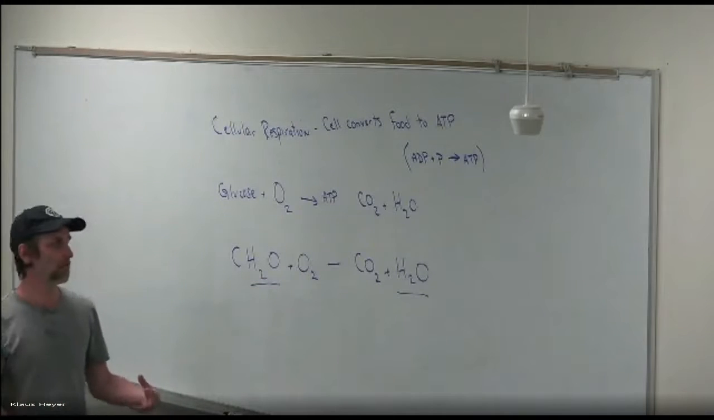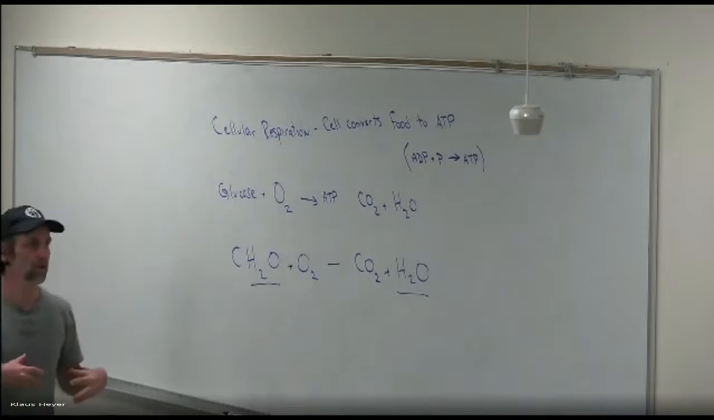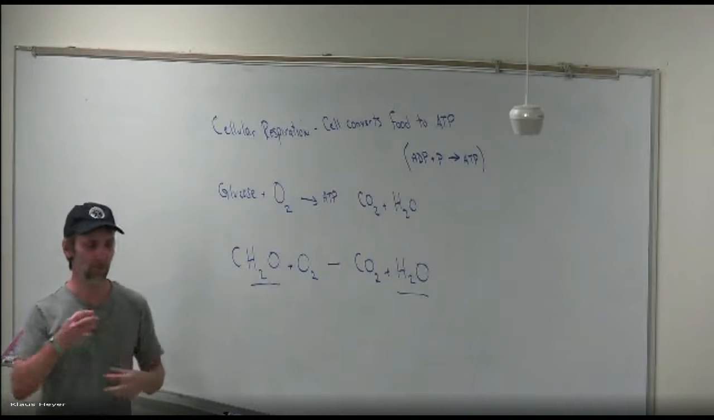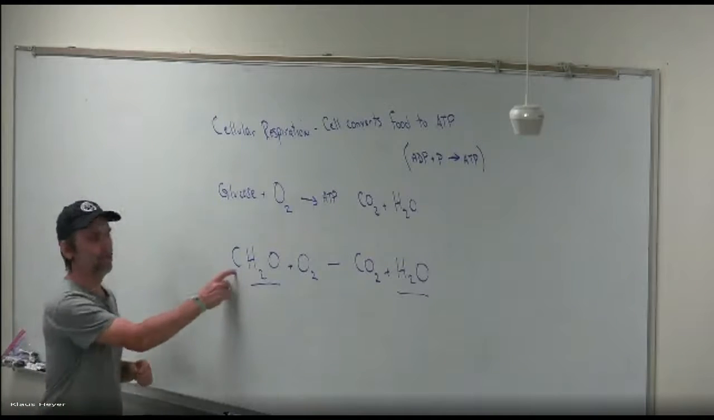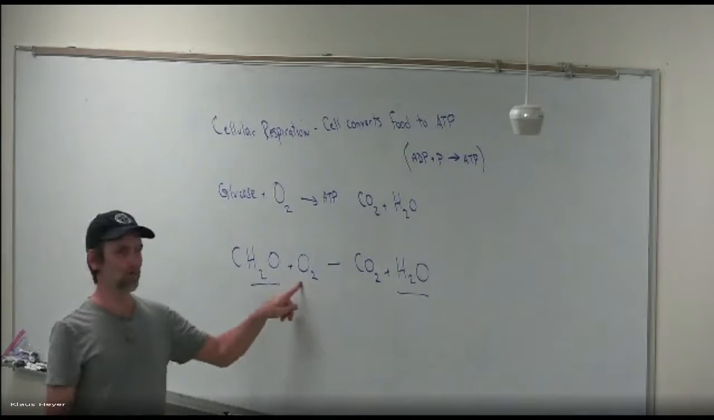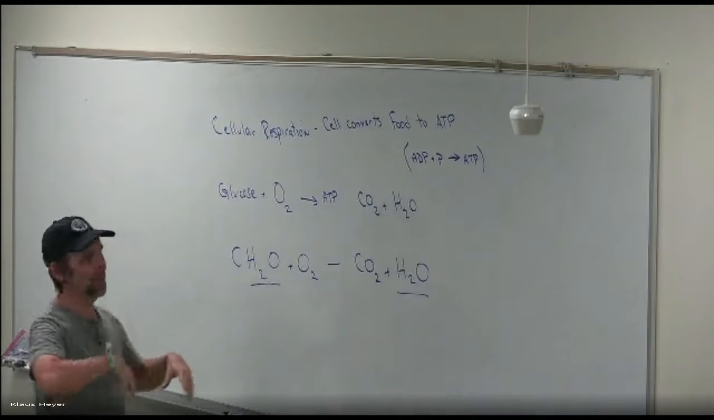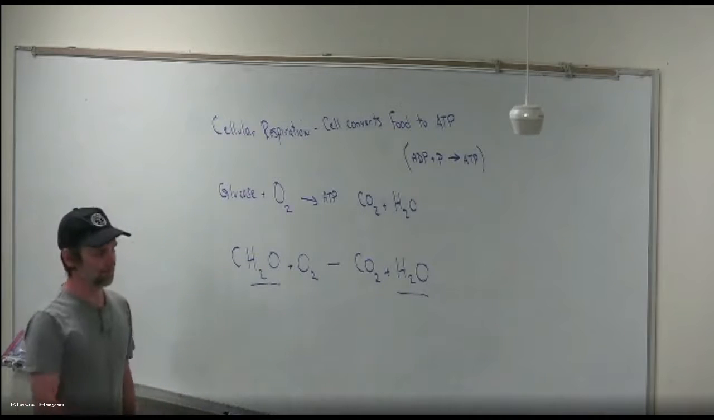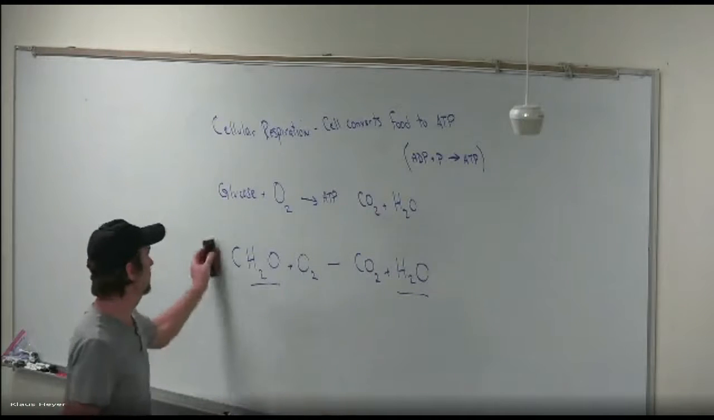Where did we get the carbon from? We got it from here. So we're eating food, we're taking this food and turning it into ATP, and we need to get rid of the carbon. That's why you're breathing. The oxygen's coming in, we're attaching the carbon to it, and we're breathing it back out. All right, I'm going to erase this.